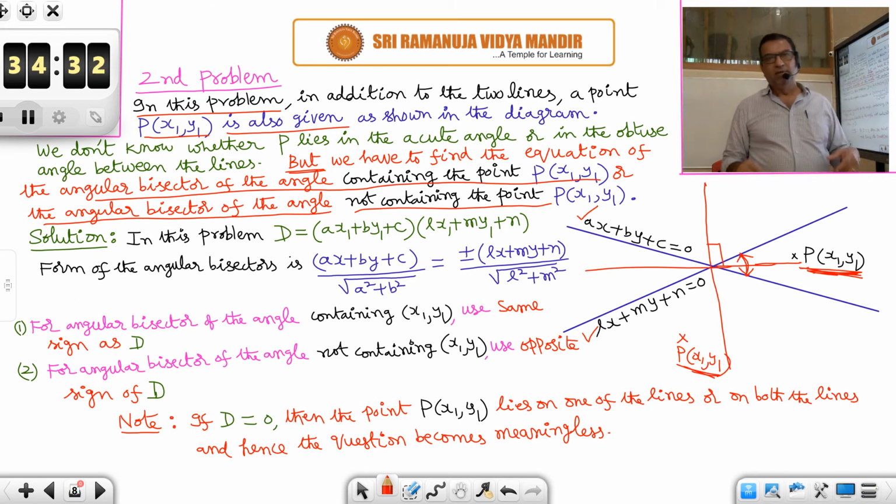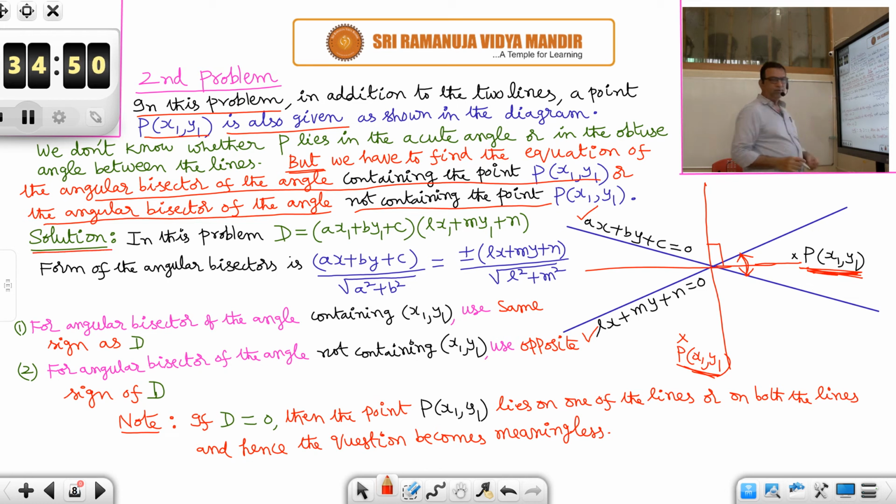In this problem, we may be asked to find the angular bisector of the angle containing the point, or sometimes we may have to find the angular bisector of the angle not containing the point also. So this is the actual problem. For this, what is the solution?